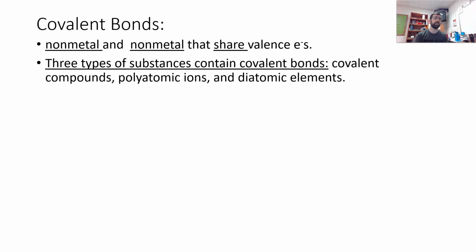Covalent bonds, again, are a bond between nonmetal and nonmetal where they're sharing valence electrons. And there are three types of substances that contain covalent bonds. This is something that's maybe new to you. The first one is kind of obvious, covalent compounds, but also polyatomic ions can contain covalent bonds, and so do diatomic elements such as H2, O2, and N2.